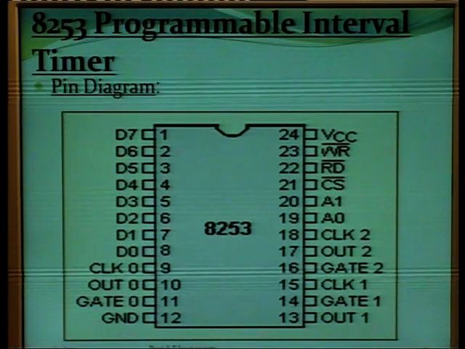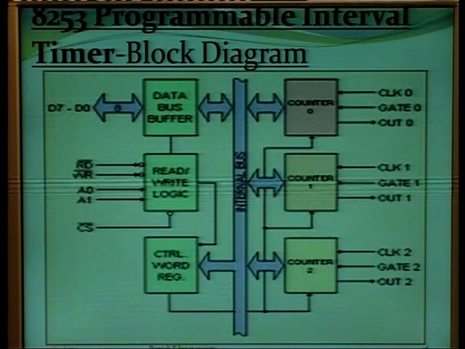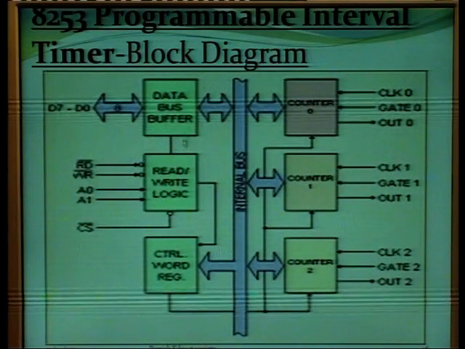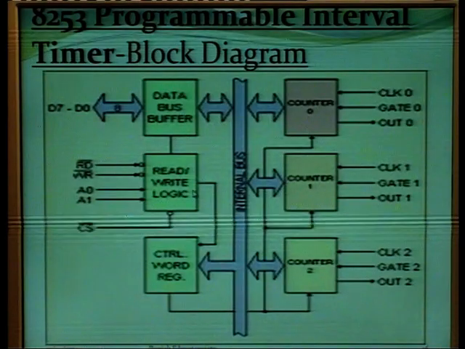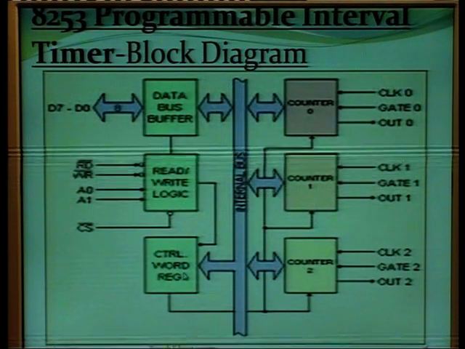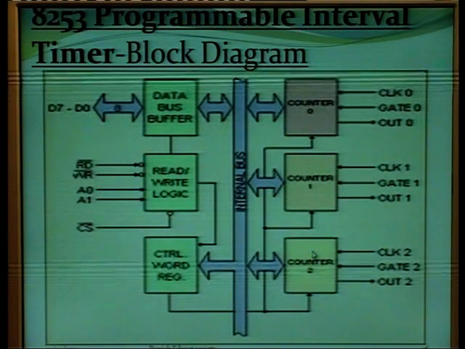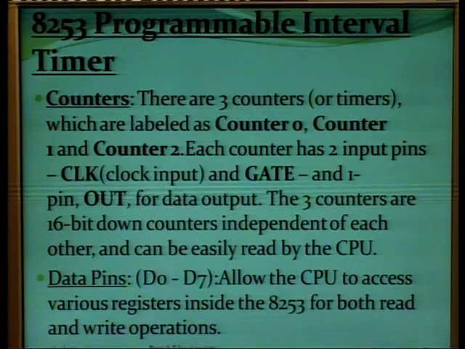This is the pin diagram of 8253. This is a 24 pin IC, and this is the block diagram of PIT 8253. It contains a data bus buffer, then read write control logic, then control word register, and there are 3 counters, counter 0, counter 1 and counter 2, which can be used independently.